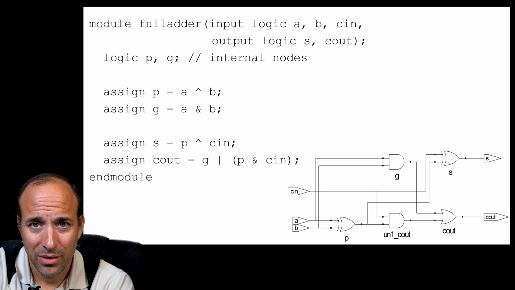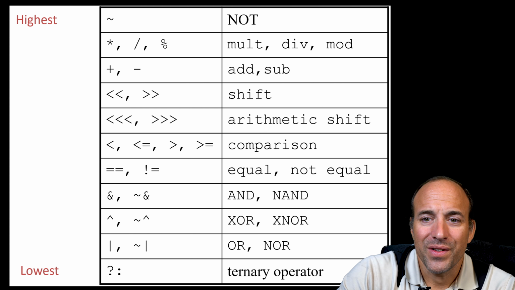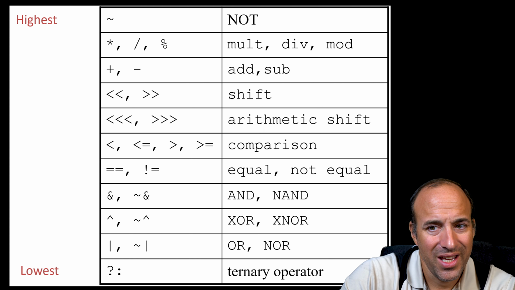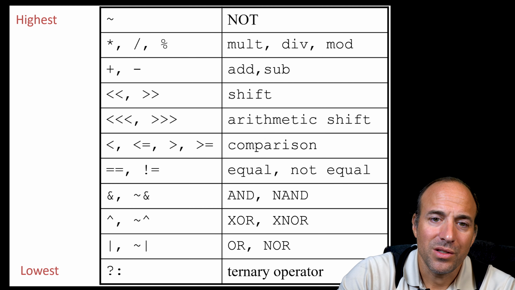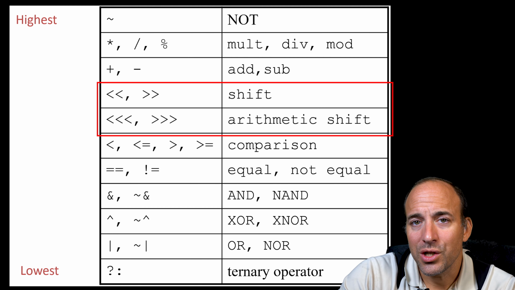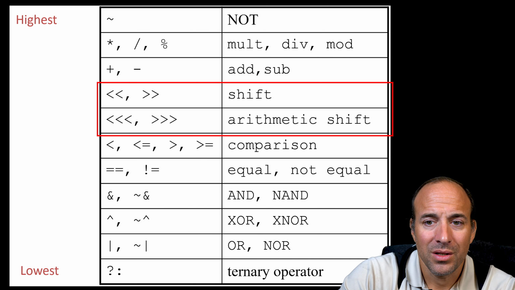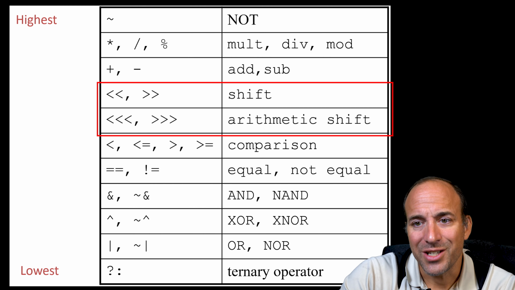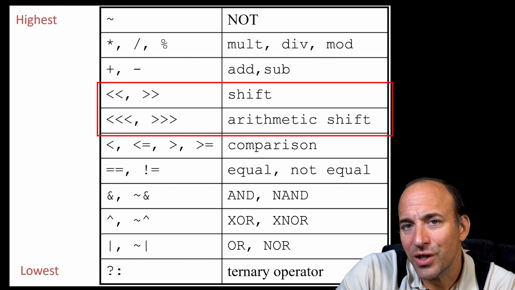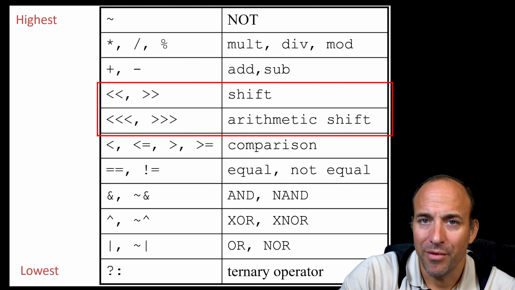SystemVerilog's operator precedence is exactly the same as C++, but SystemVerilog has a slightly different set of operators. SystemVerilog does not support self-assignment operations like plus equals, minus equals, and times equals, but unlike C++, it supports explicit logical and arithmetic shift operations. Whereas C also supports arithmetic and logical shift operations, but it infers which one to use through the data type of the first operand.